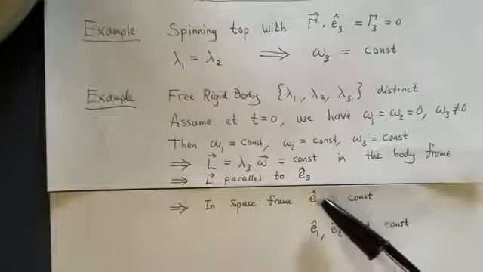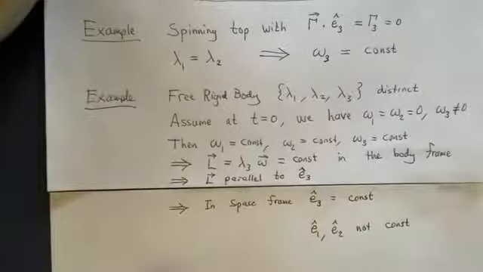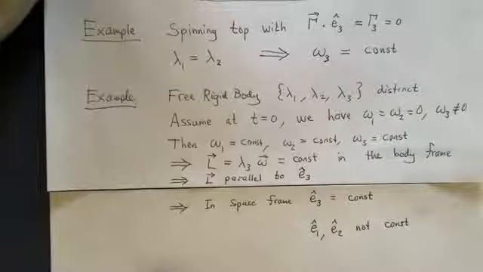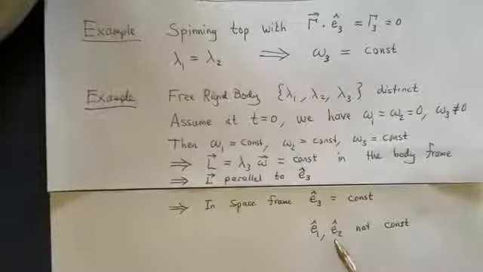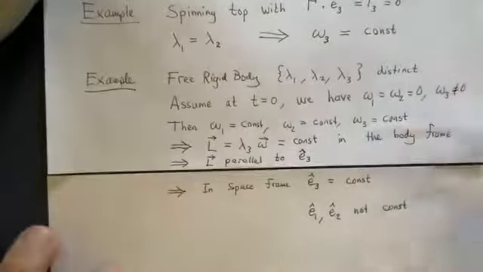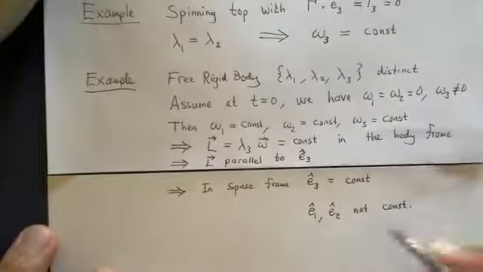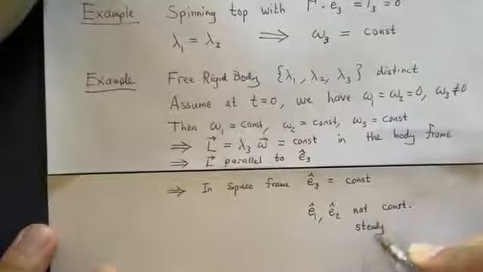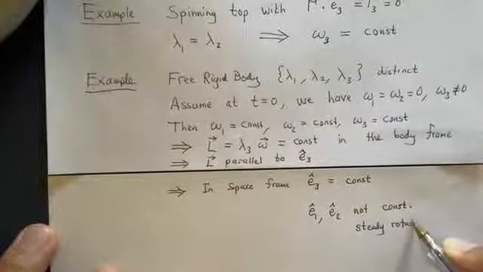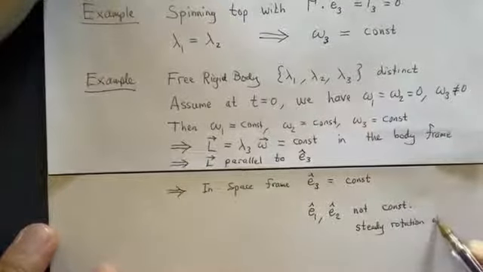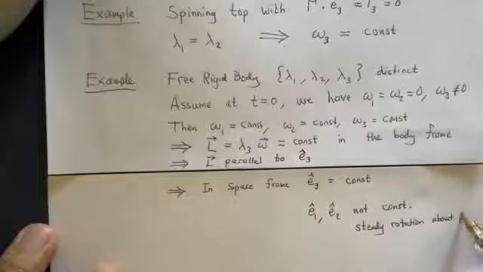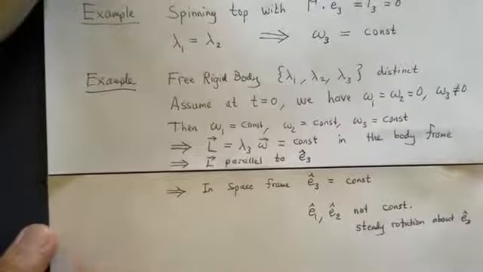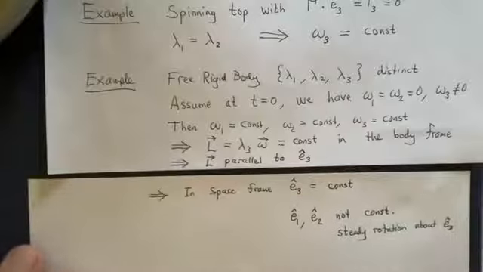We know that this E hat 3 unit vector is pointing in a constant direction. And we know that the angular momentum and the angular velocity point in the same direction. So these two here, they're not constant. And furthermore, we have steady rotation about E hat 3. Again, everyone agrees that these are mutually orthogonal vectors.